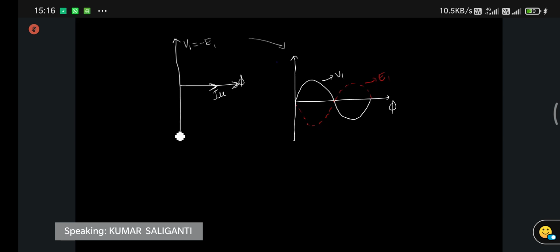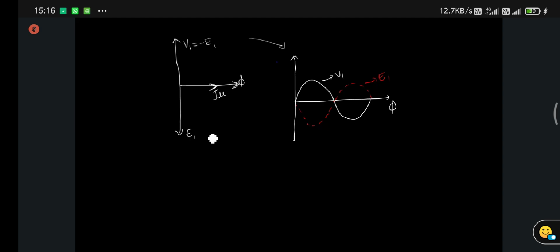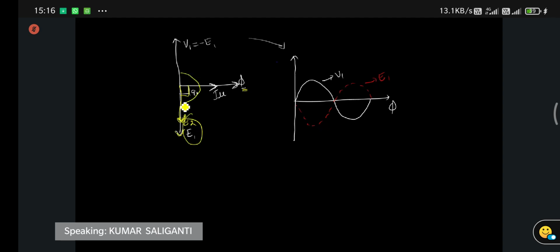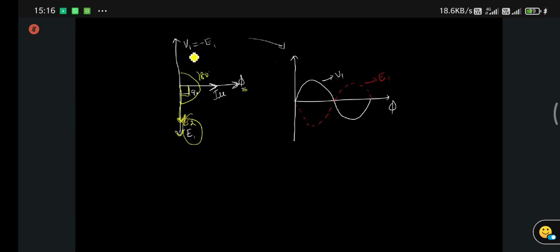First of all, the EMF is induced in the primary winding. The primary induced EMF always lags phi by 90 degrees. Similarly, the E2 also induces here, and it also lags by 90 degrees. So both E1 and E2 are in the same phase, and both are always 180 degrees from V1, the primary input voltage.